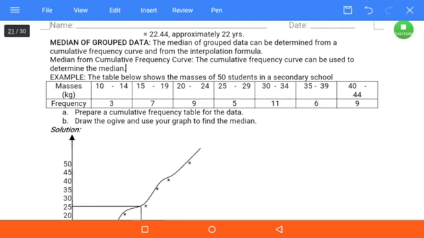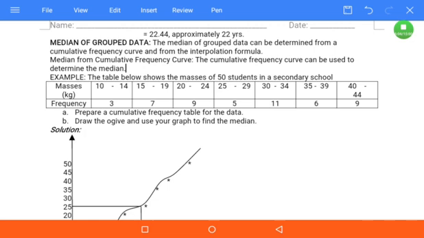Okay, so let's quickly run down to the median of group data. Now, like the mode, we could find the mode in two ways. We could use the histogram method, we could use the interpolation method. Likewise, for the median, you can use two methods as well. You might be asked to find the median using the cumulative frequency curve or by interpolation.